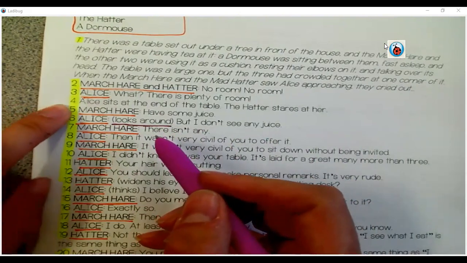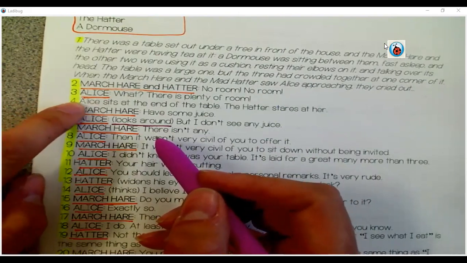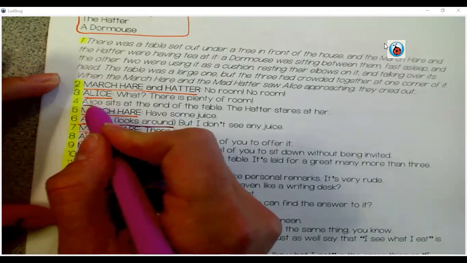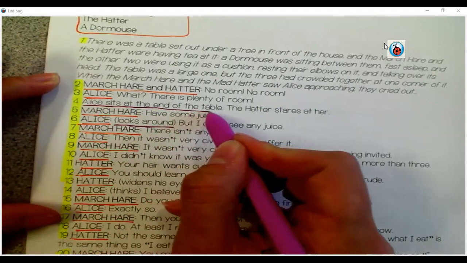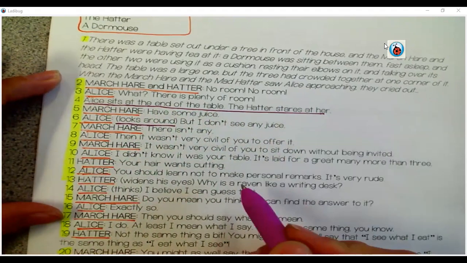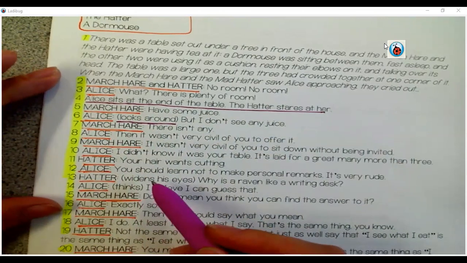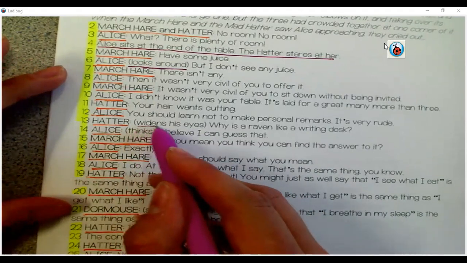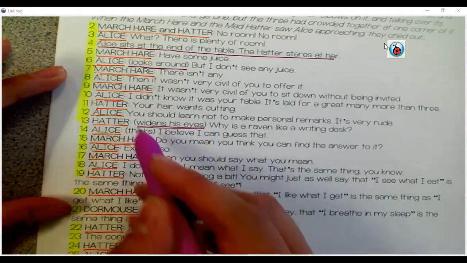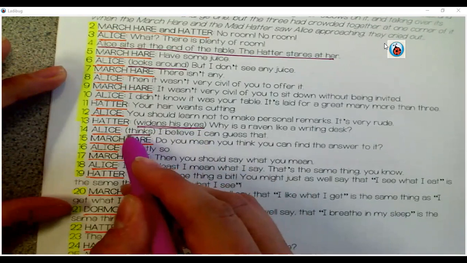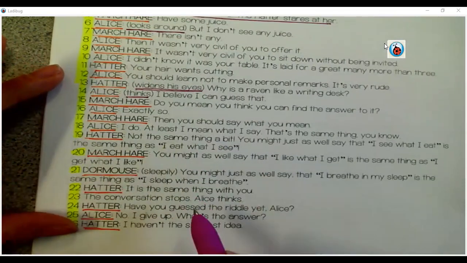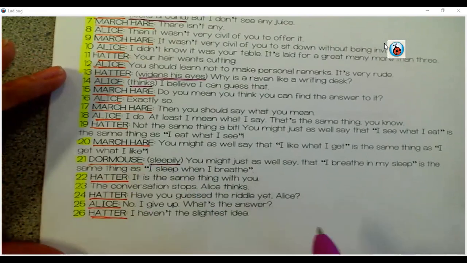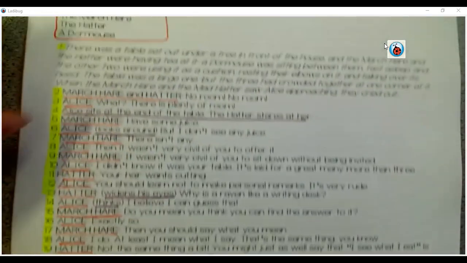We also see in line 4 that no character speaks in line 4, but Alice does something. So I'm going to go ahead and underline that in pink. And I'm just going to look on each line for those stage directions. See it again here. Again. All right, let's go on to the next page.